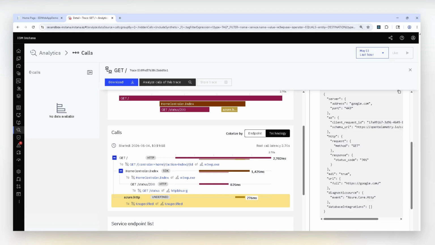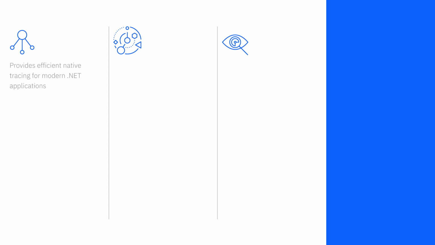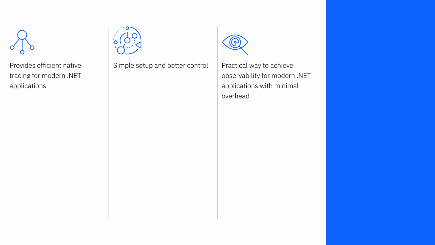So this is the basic setup for event-driven instrumentation on Windows with Instana. Event-driven instrumentation provides efficient native tracing for modern .NET applications with a simple setup and better control. For modern .NET applications, it's a practical way to achieve observability with minimal overhead.